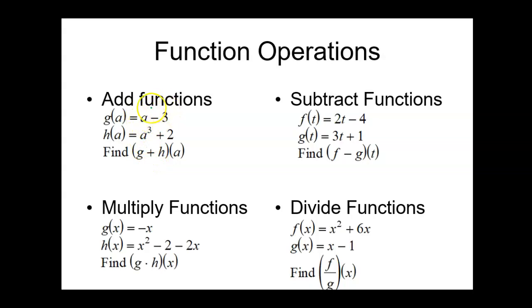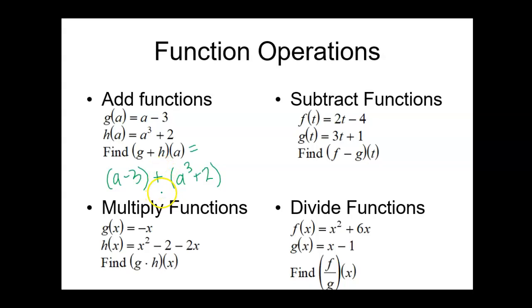I'm going to take function g, which is a minus 3. I'm going to put parentheses around it. If you do that and you put parentheses around them each time, you're going to make fewer mistakes. And then I'm going to add function h, and function h is a to the third plus 2. And so this would just be g plus h of a. Again, you don't evaluate anything over here. This side is just telling you what to do. Take function g, add function h, your input is a.